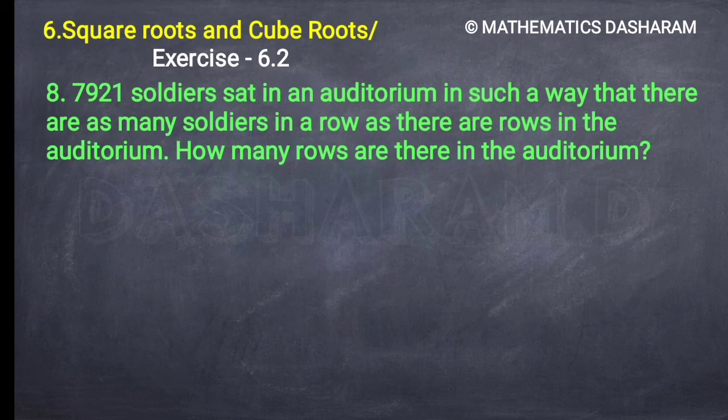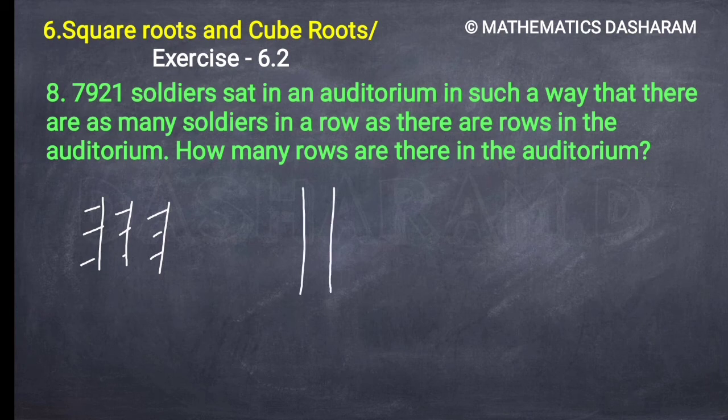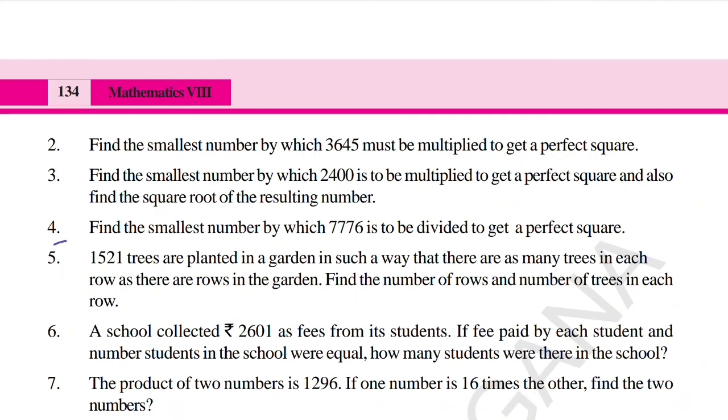Eighth question: 7,921 soldiers sat in an auditorium in such a way that there are as many soldiers in a row as there are rows in the auditorium. So how many rows are there in the auditorium? For example, if there are a total of 3 rows, then in each row 3 soldiers sat. If there are 2 rows, then in each row 2 soldiers sat. So it's the same as the fifth question: 1521 trees are planted in a garden in such a way that there are as many trees in each row as there are rows in the garden.